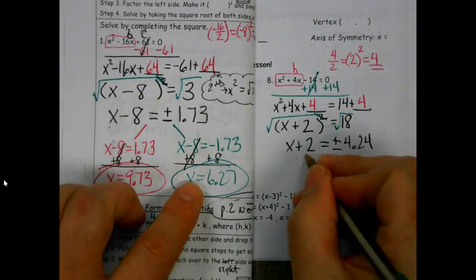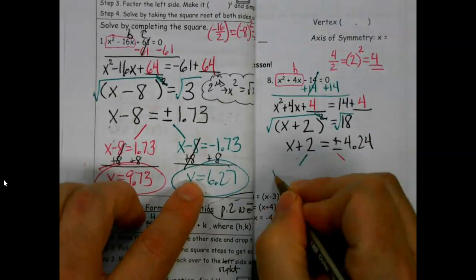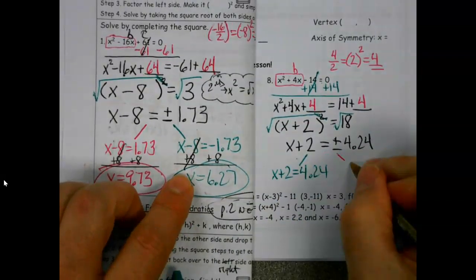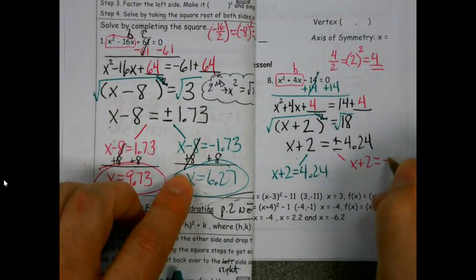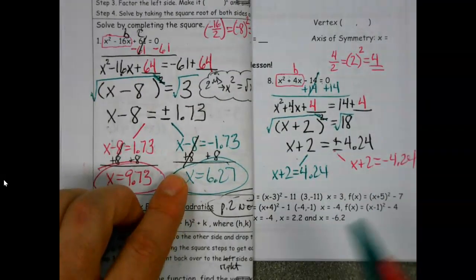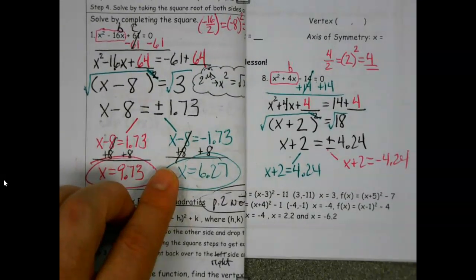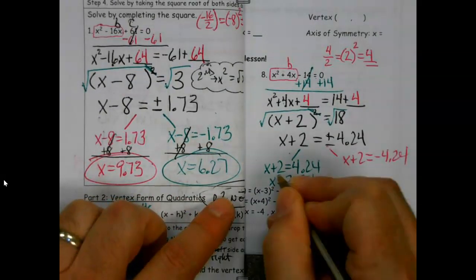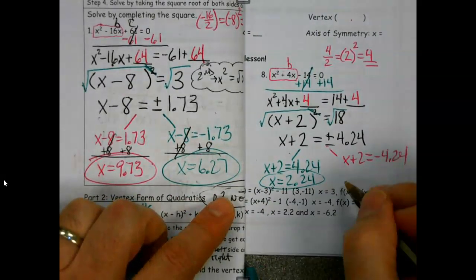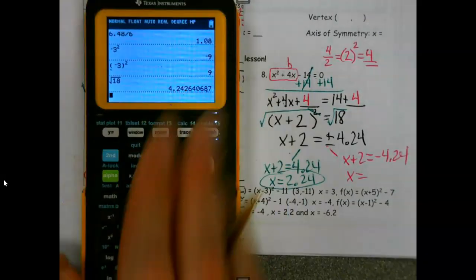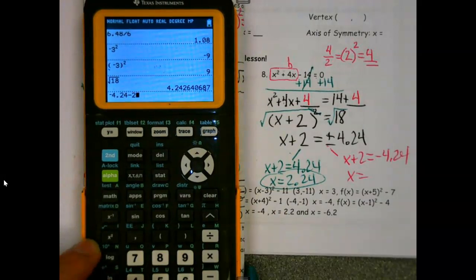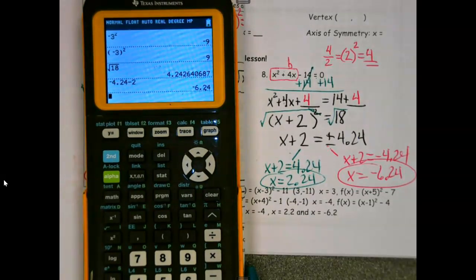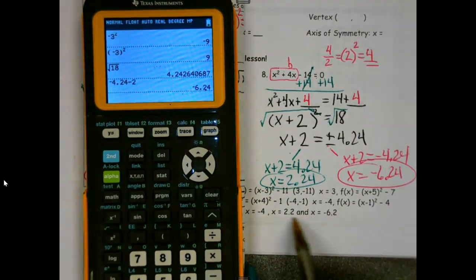So now I'm going to make 2 equations. I'm going to have x plus 2 equals positive 4.24. And I'm going to have x plus 2 equals negative 4.24. And yep, we'll subtract that 2. And over here we'll subtract the 2. And again, let the calculator help. Negative 4.24 minus 2 is negative 6.24.